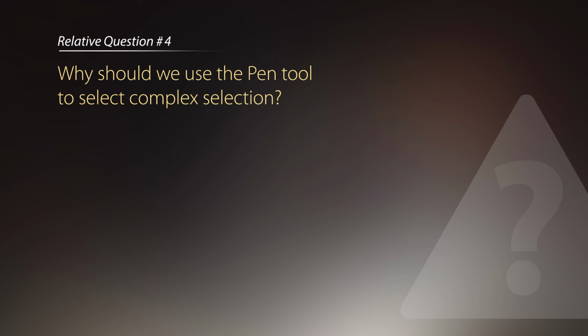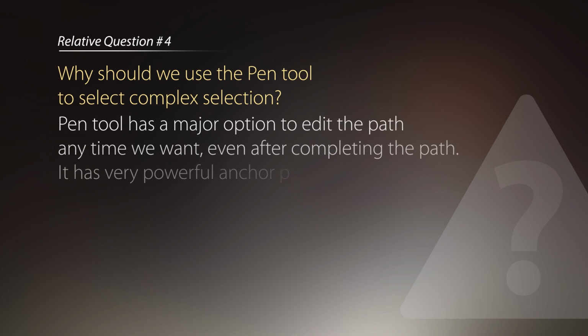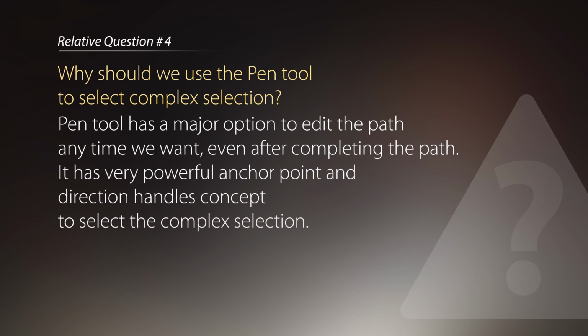And the last question, why should we use the pen tool to select complex selections? Well, pen tool has a major option to edit the path anytime we want, even after completing the path. It has a very powerful anchor point and direction handles concept to select the complex selection.